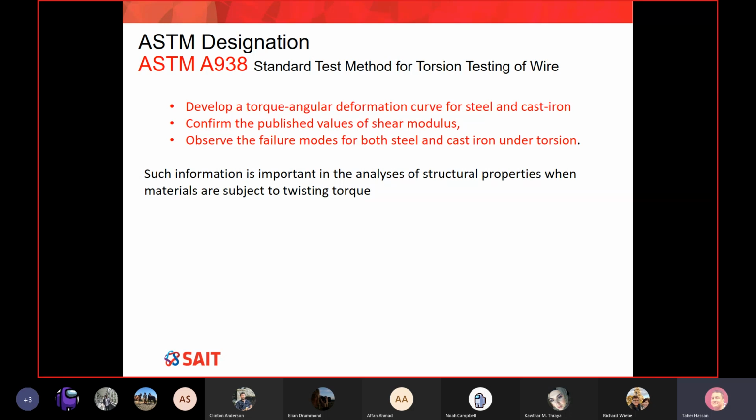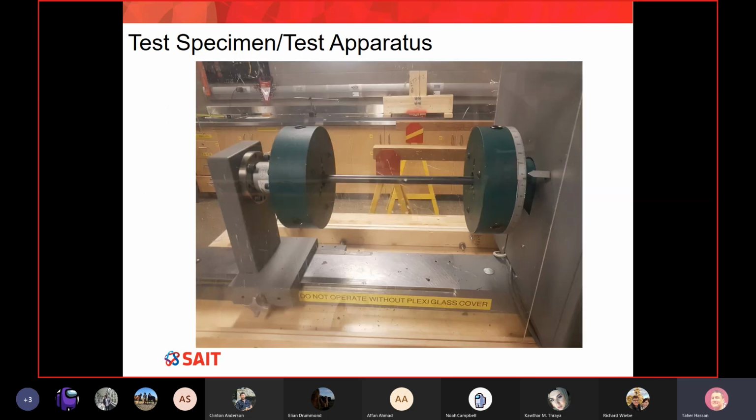Okay, let's get started. So here is our test picture and the specimen. We have a machine at SATE, and this machine has two heads, the ones you see in green. This is head number one, and this is head number two. And in between here is our test specimen.